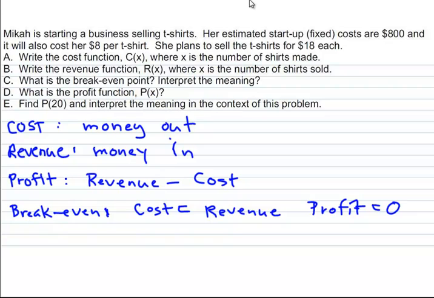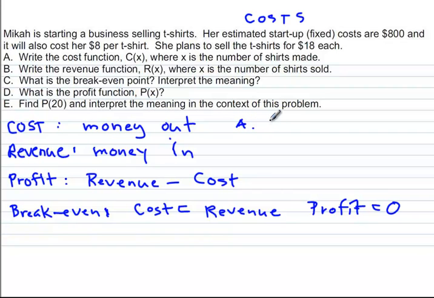So let's look at what we know here in this problem, and then we'll answer the questions. Micah is starting a business selling t-shirts. Her estimated startup or fixed cost are $800. It will also cost her $8 per t-shirt. Now, this is all about the costs. So this is giving us the answer to part A.